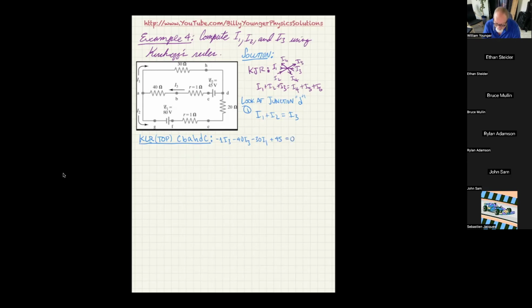I can simplify this because obviously I3 appears twice, so I can combine like terms. And what I'll say is 45 minus 41 I3 minus 30 I1 is equal to zero. And I'm going to call that equation two.